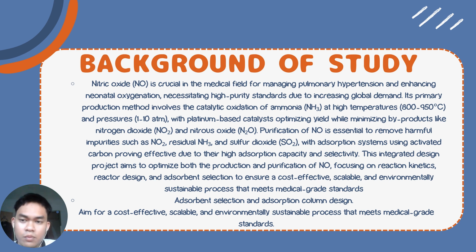For the achieved production capacity, we have achieved around 3,600 metric ton of nitric oxide per year with high conversion efficiency. For the purification process, it is essential for removing trace impurities such as nitrogen dioxide, residual ammonia, and sulfur dioxide. We have implemented an absorption-based purification system using activated carbon, and we have designed a fixed bed absorption column with temperature swing absorption (TSA) for regeneration, ensuring continuous efficiency and absorbent integrity.